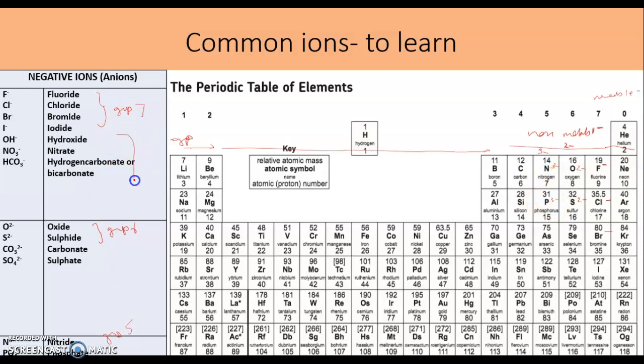Some of the other ions you will have to learn. There's no other way around it. So this one at the bottom, which you can't see, is phosphate. So that's PO4 3 minus. These are the ions that you'll have to memorize.